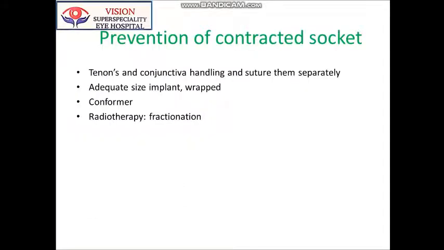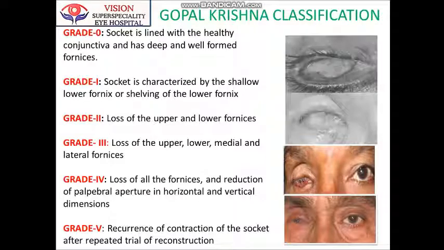So, prevention of contracted socket. During enucleation, Tenon's and conjunctiva should be handled with care and sutured separately. Adequate size implant should be used and appropriately wrapped to prevent extrusion. Conformer should be placed immediately in the eye after enucleation, which is replaced by prosthetic eye in 4 to 6 weeks. Radiotherapy, if required, should be used with fractionation of dose.